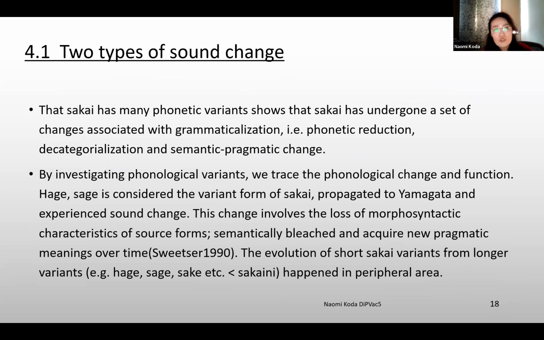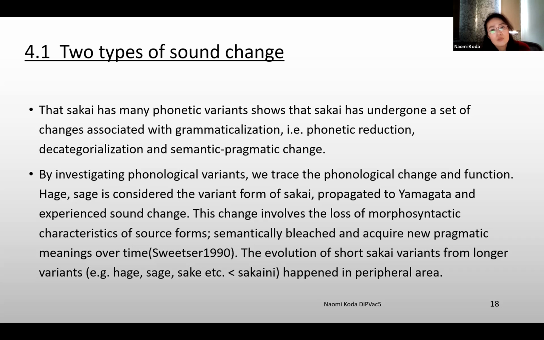That Sakai has many phonetic variants shows that Sakai has undergone a set of changes associated with grammaticalization, i.e. phonetic reduction, decategorization, and semantic pragmatic change. By investigating phonological variants, we trace the phonological change and function. Hagesage is considered one of the variants of Sakai.